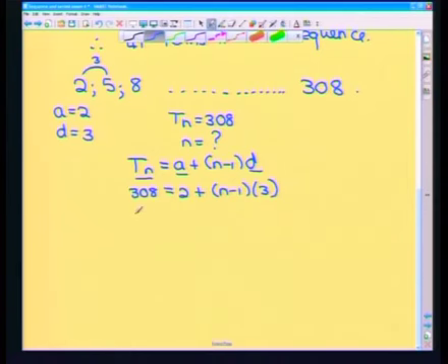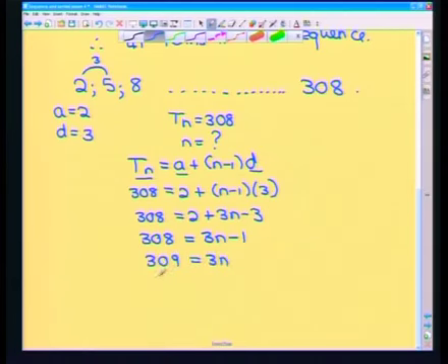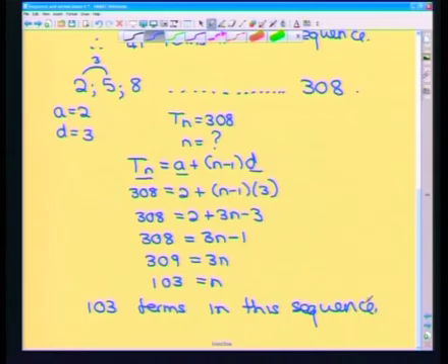Right, so back to this question then. We have 308 equals 2 plus 3n minus 3. That means that 308 equals 3n minus 1, which means 309 is equal to 3n, which means if we divide by 3, 103 is equal to n. So there are 103 terms in this sequence. So you can see with a harder question, it's not a problem if you use the procedure, but it's quite important looking at an easy one that you can be sure in your mind that this will always work. Right, let's look at another question.